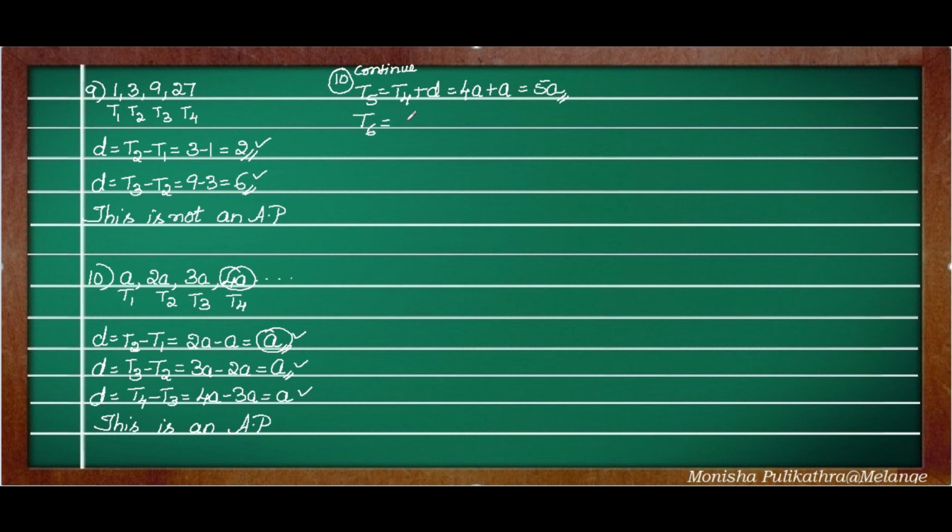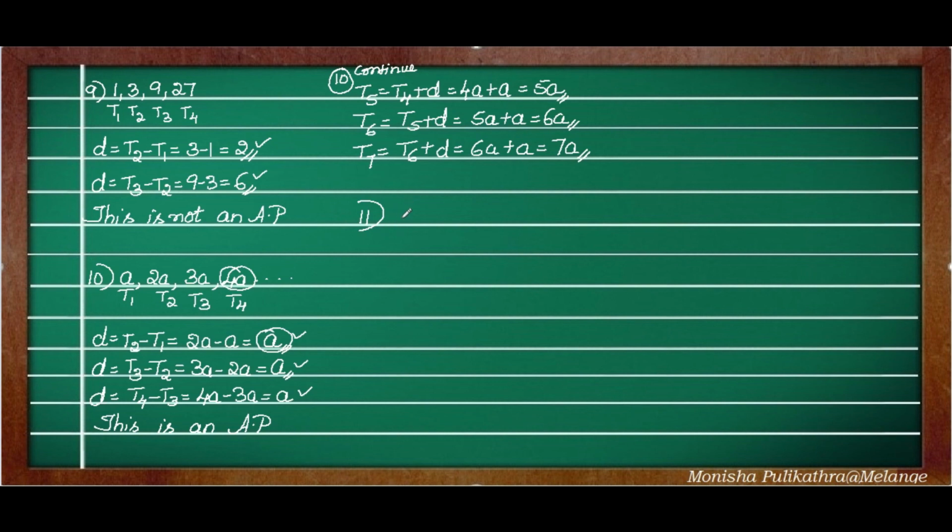So T6 is equal to previous term T5 plus D, that is 5A plus A, that is 6A, the sixth term. And then T7 is equal to previous term T6 plus D, that is 6A plus A, that will be 7A. These are the three terms of the 10th sequence. Okay, so shall we move on to the next problem?